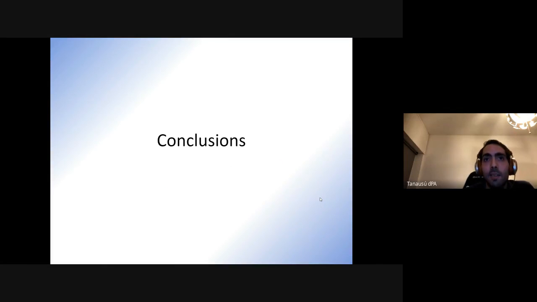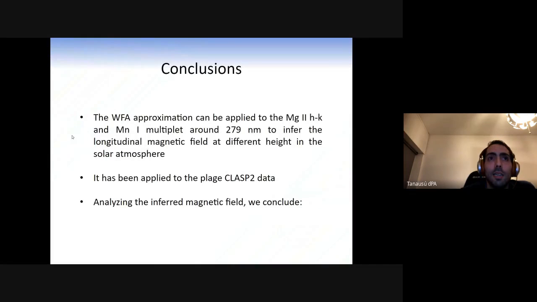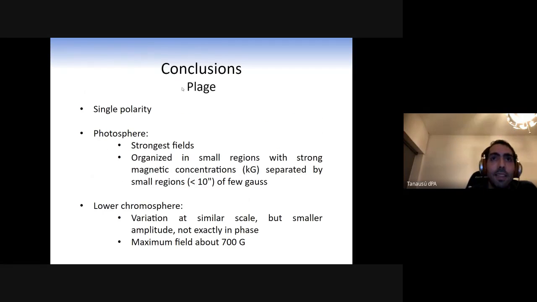So let's now summarize in some conclusions. The weak field approximation could be applied to the magnesium II h and k lines and the manganese I multiplet around 279 nanometers to infer the longitudinal magnetic field at different heights in the solar atmosphere. It was applied to the CLASP2 data, and by analyzing the inferred magnetic field, we could conclude the following. Regarding the plage, we found that it had a single polarity.